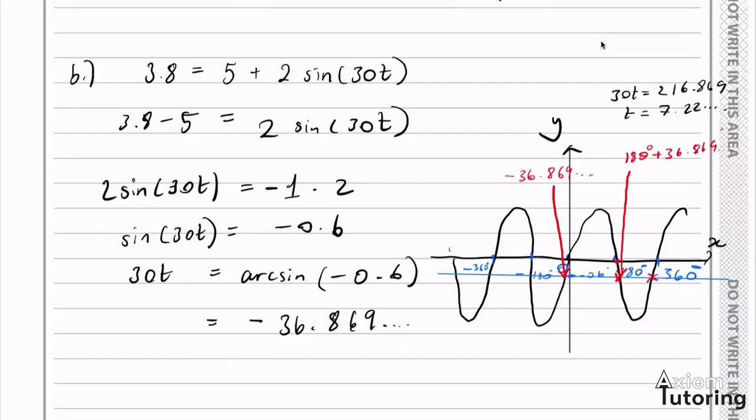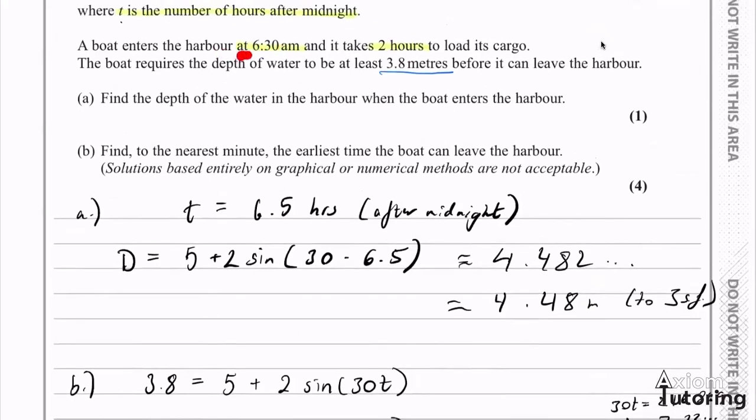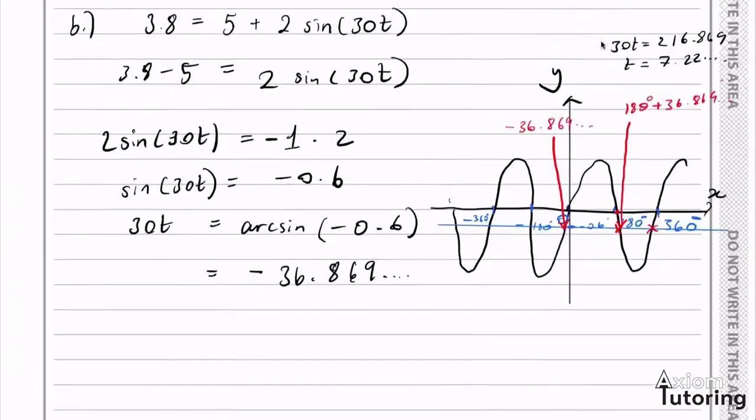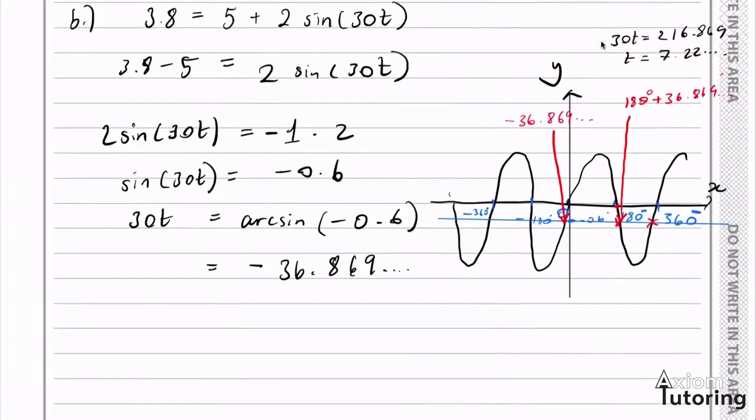Okay, we are told in the question that once the boat enters the harbour, it does take 2 hours to load its cargo. So it can't leave until after the time of 8:30 a.m. So in fact, we need to take a value for t which is greater than 8.5. This value that we've just calculated, 7.22, is less than 8.5. So that's also not the solution we want. In fact, it's going to be this one here. So this solution here is the one we want.